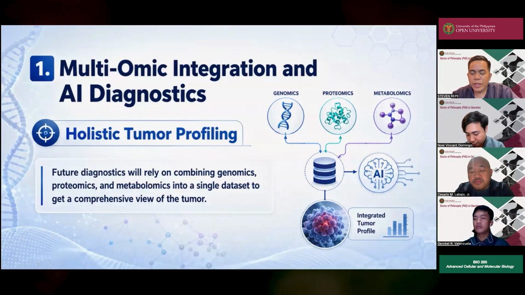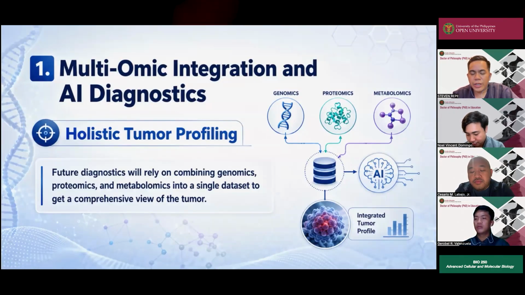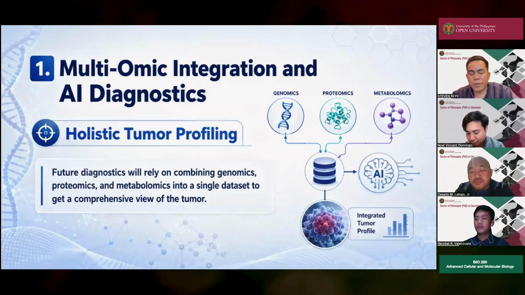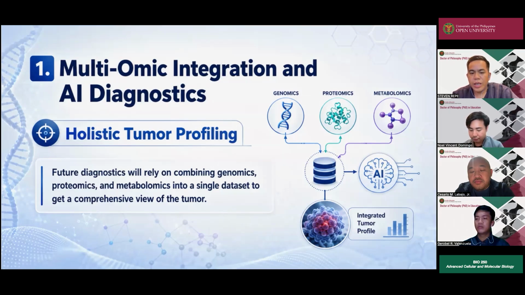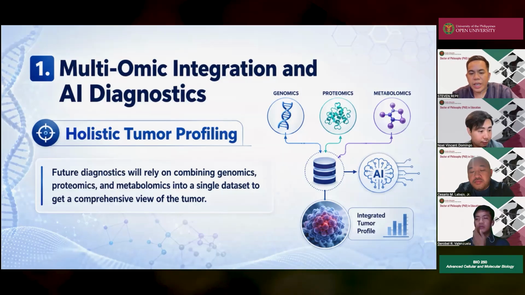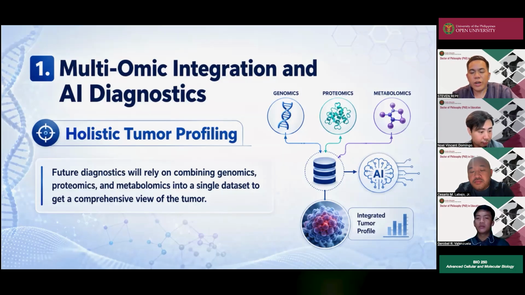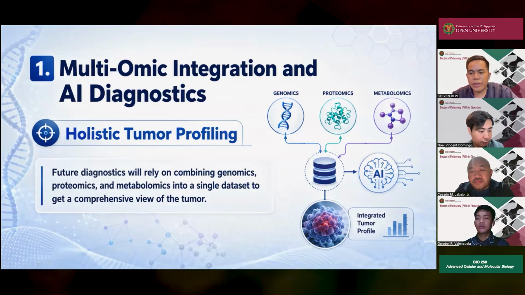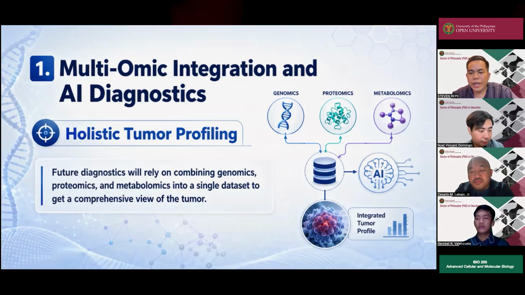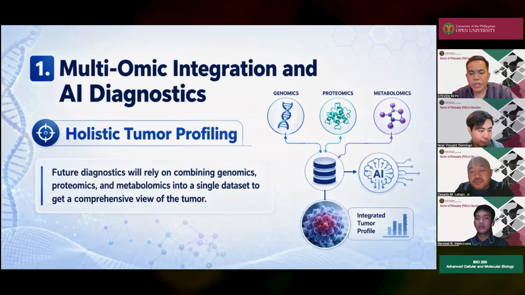For multi-omic integration and AI diagnostics, multi-omic combines different types of biological information such as the genomics, the proteomics, and metabolomics of the patients. This gives a more complete picture of the tumor. When combined with artificial intelligence, this information can help doctors to understand cancer behavior and identify better treatment strategies.